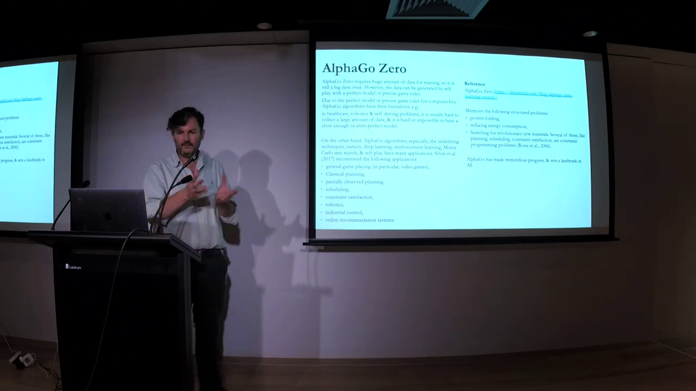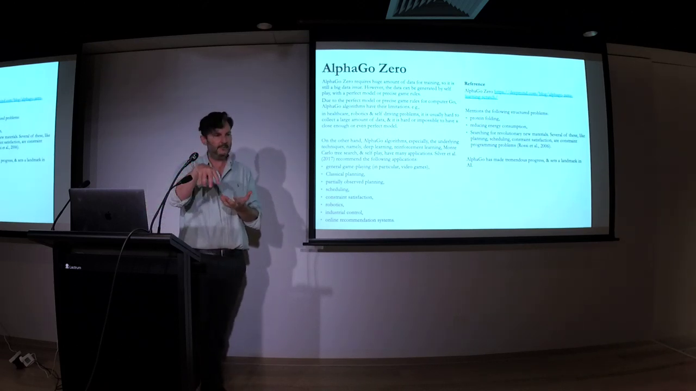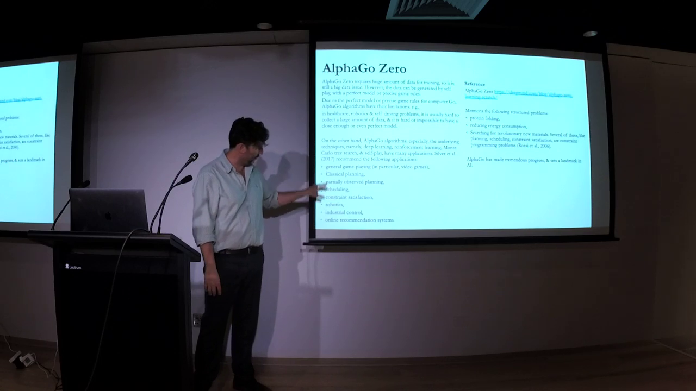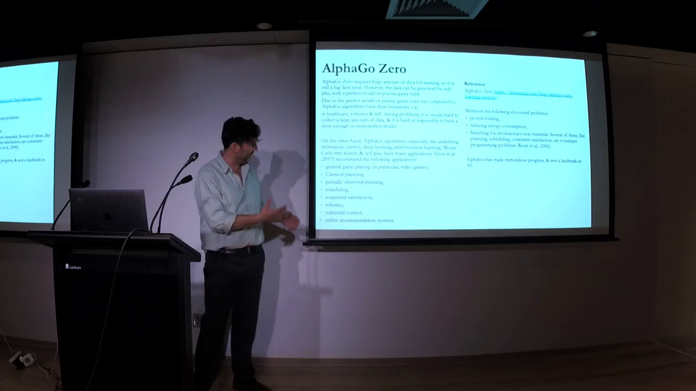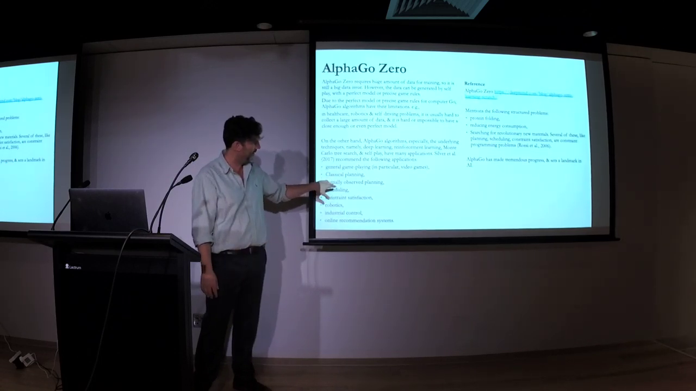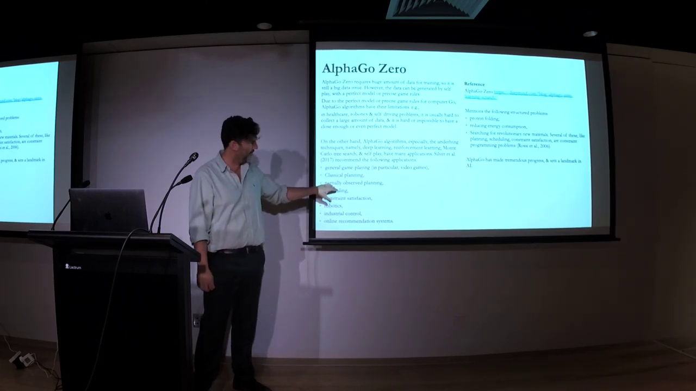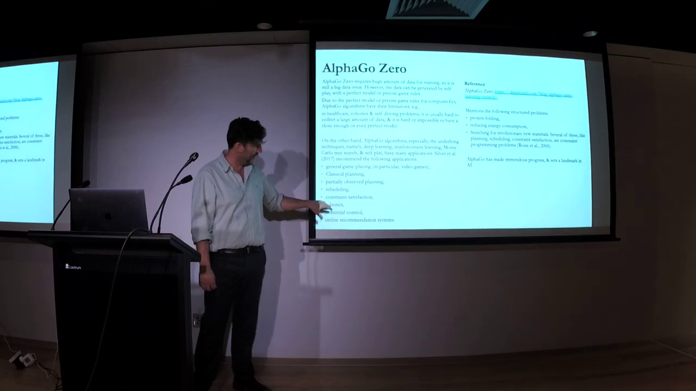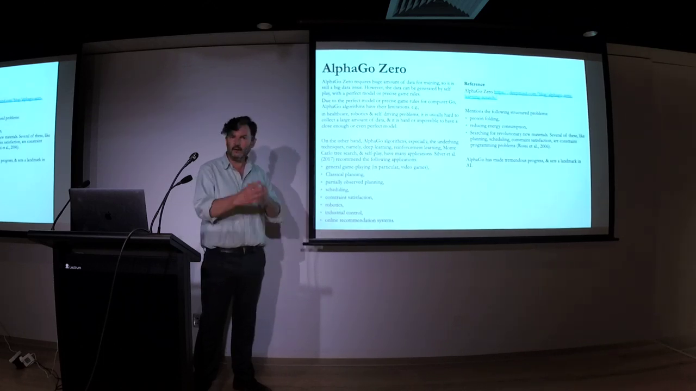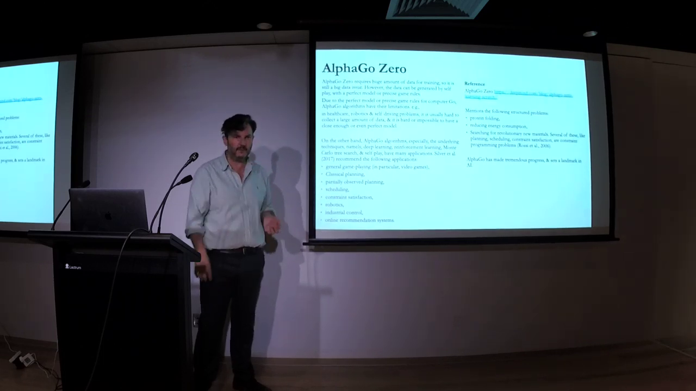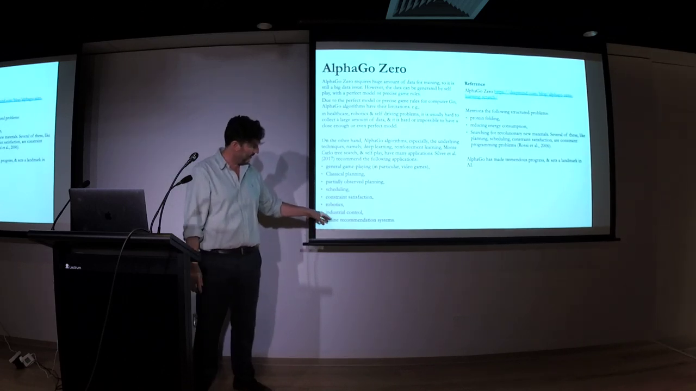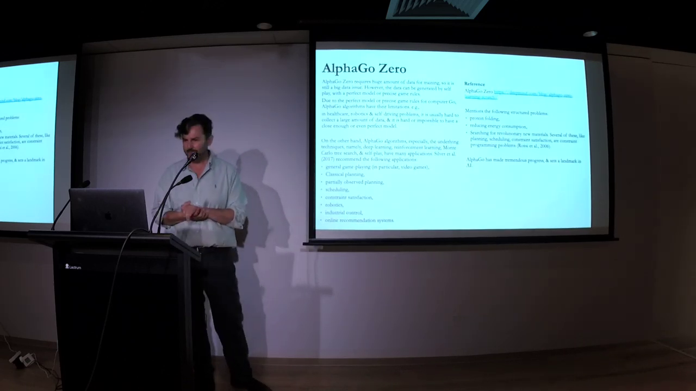So with the Alpha series algorithm, this is what it was recommended for, so that's why I think it's significant. We've got general game playing, particularly video games, we've got classical planning, partially observed planning, scheduling, but also robotics. And I can see a lot of work in terms of robotics, and online recommendation systems.